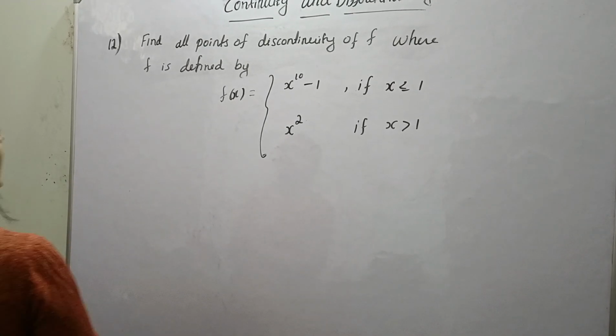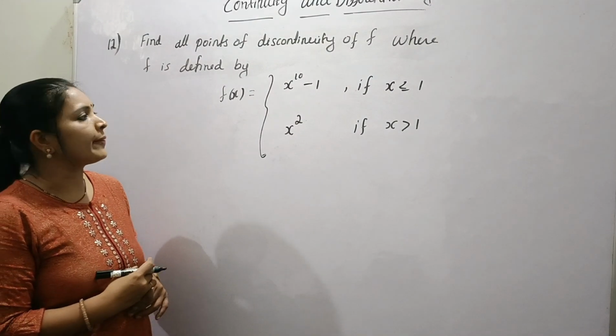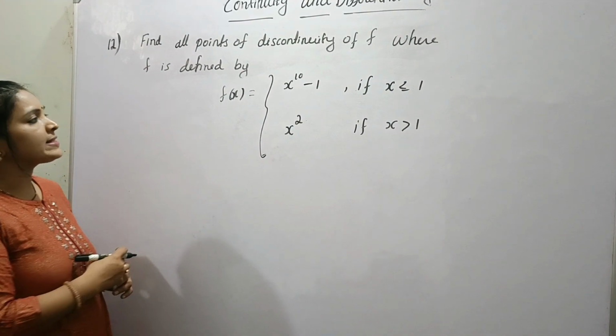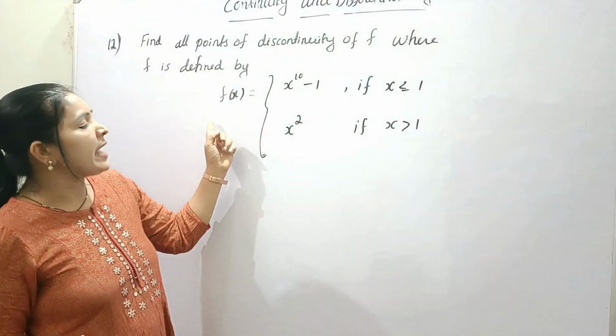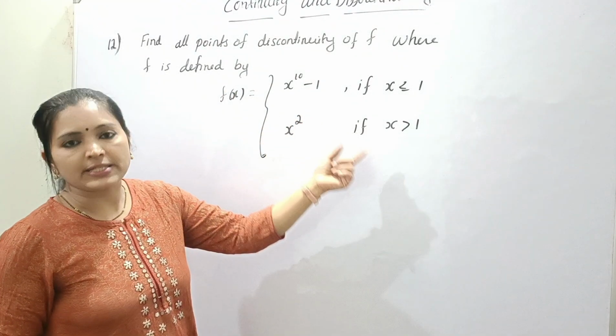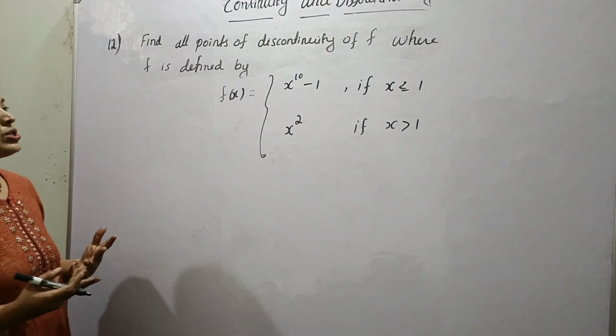Here also we have to find at what point the given function is discontinuous. So the given function is f of x is equal to x raised to 10 minus 1 if x less than or equal to 1. f of x is equal to x square if x greater than 1. Right. So here also same thing, similar questions.